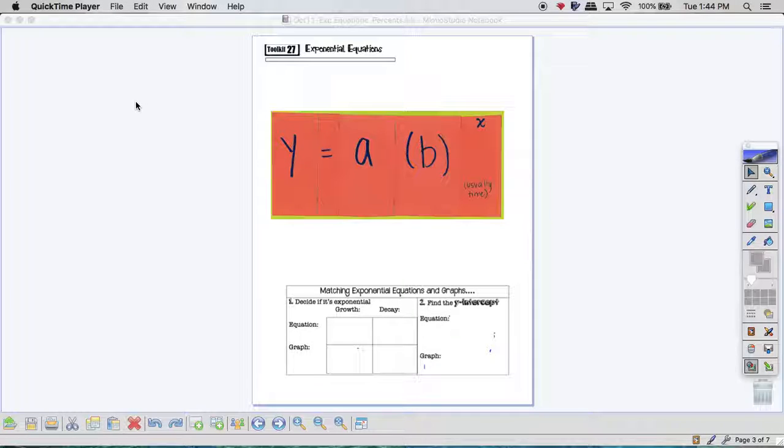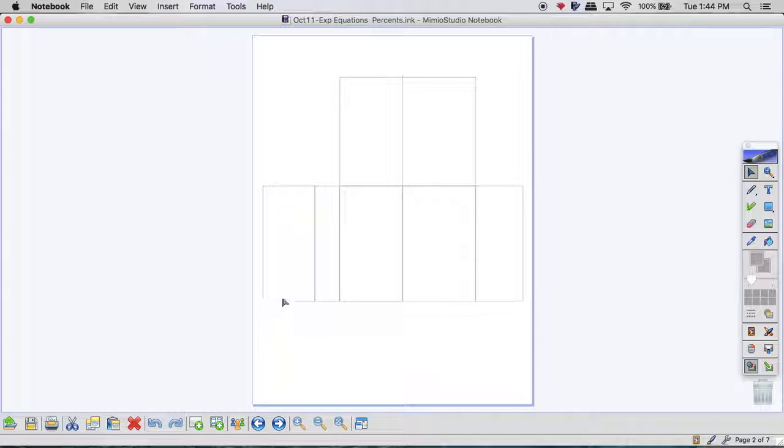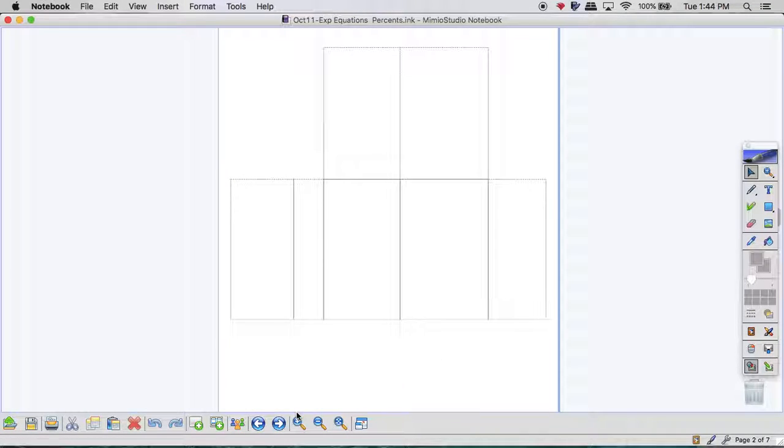Okay, the first thing we're going to do for today's lesson is we're going to make this foldable. So I need you to take your sheet of paper that looks like this and cut all of the dotted lines. Okay, so go ahead and cut out all of the dotted lines. Pause the video until you have done that.